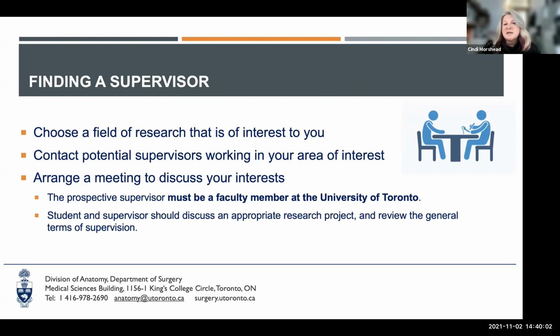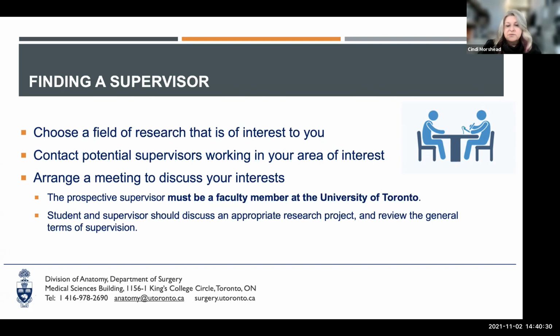So I'm going to just say that you have to have a faculty member lead this, because you're getting a course credit for this course and the Anatomy 498. You must have a faculty member at the University of Toronto. So they don't have to be on campus per se. They can be situated at one of the hospitals, for example, but they have to be a faculty member, which means that they're able to give marks and to be part of the curriculum.